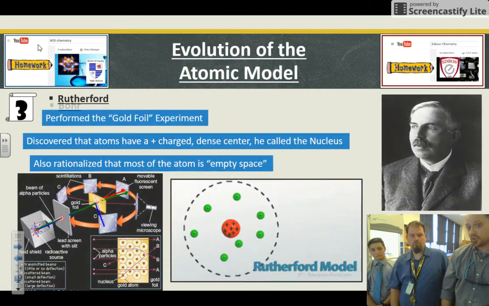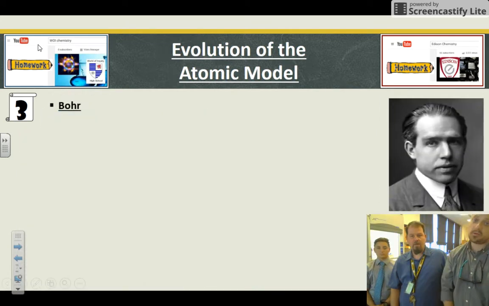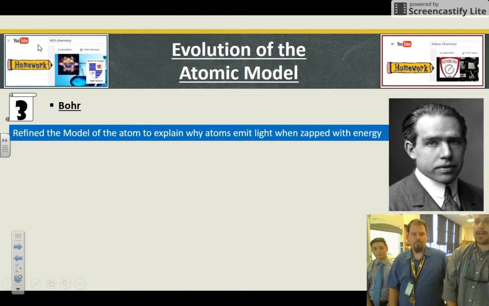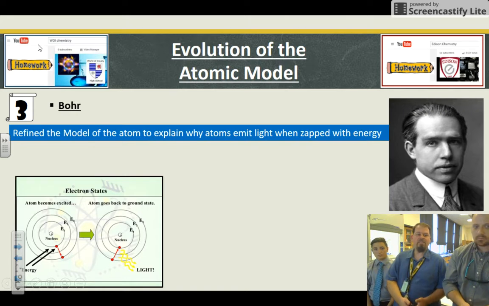Two of my favorite subatomic particles. And then Niels Bohr comes along and he redefined the model to explain why atoms emit light when they are zapped with energy. Now, this is on simply every Regents exam. So I know we're learning it at the end of September, but it's going to be there. So this is how it works.